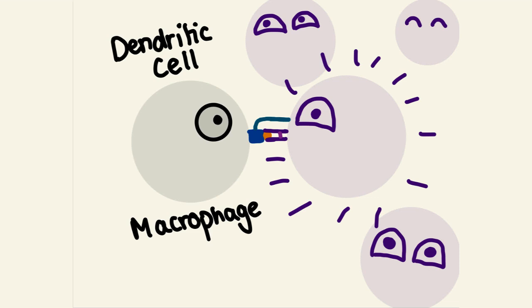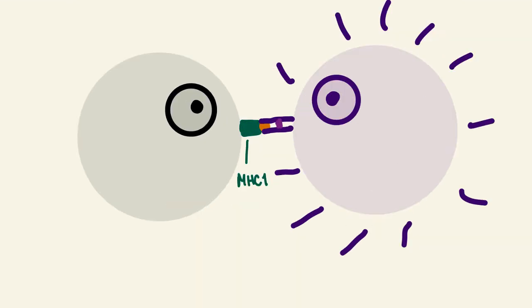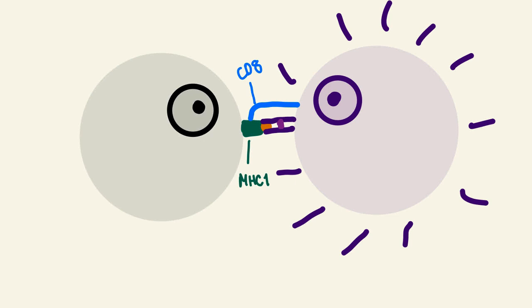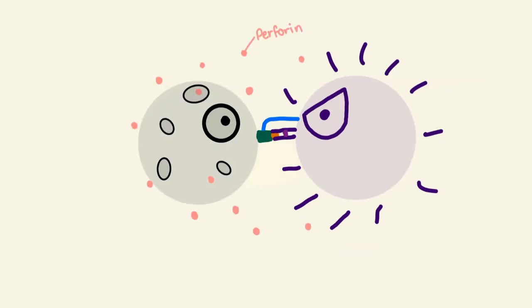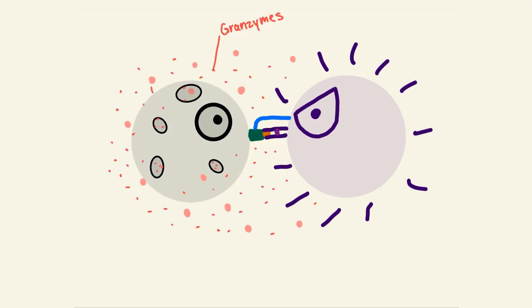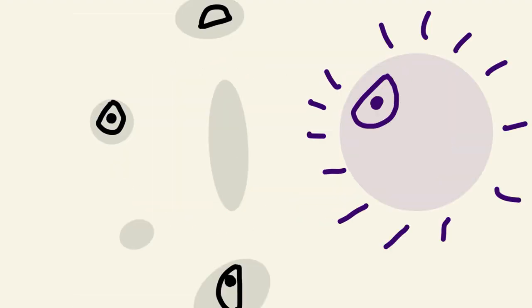Once helper T cells get activated, they proliferate and help activate other cells, like cytotoxic T cells. Cytotoxic T cells bind specifically to MHC class I molecules presented on the surface of infected host cells using the accessory protein CD8. Once they bind, they start destruction. They release perforin, which creates pores in the infected host cell through which released granzymes enter, tearing apart the host cell and making it undergo apoptosis.